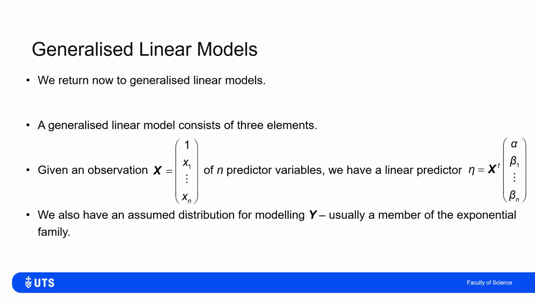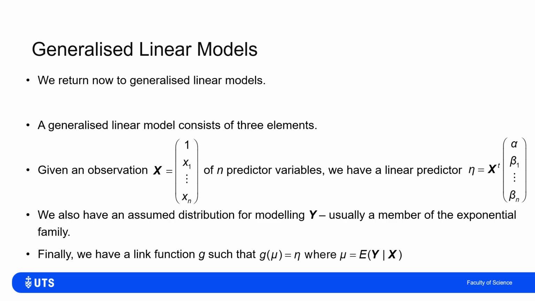I've then got a distribution that I'm modelling for y, and typically this will be something from the exponential family. And lastly, I need a link function that ties my x's to my y's. And so the link function here will be such that g of mu will be equal to this vector nu, where the mu is the conditional expectation, the expected value for the vector y given my set of predictors, the vector x.